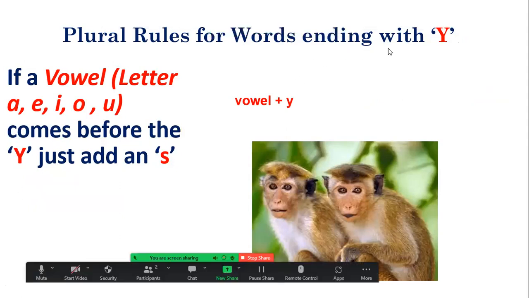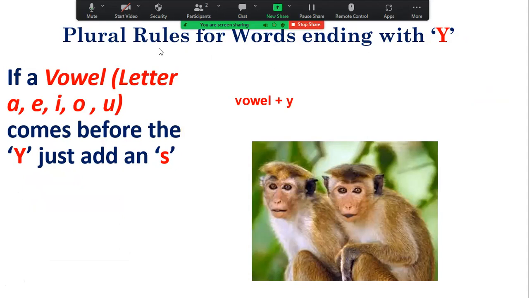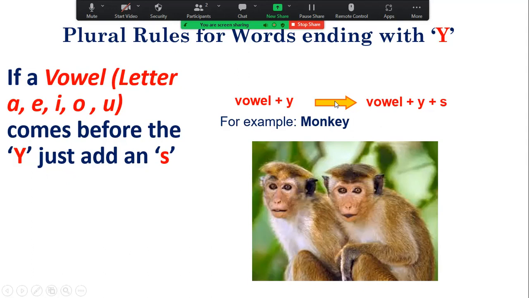If there is a vowel before the Y, you don't change anything, you just add an S. For words ending with Y, if there is a vowel letter or sound before the Y, don't change anything, just add an S. For example, you have monkey, you have monkeys, because there is a vowel here called E. So this is just a rule.